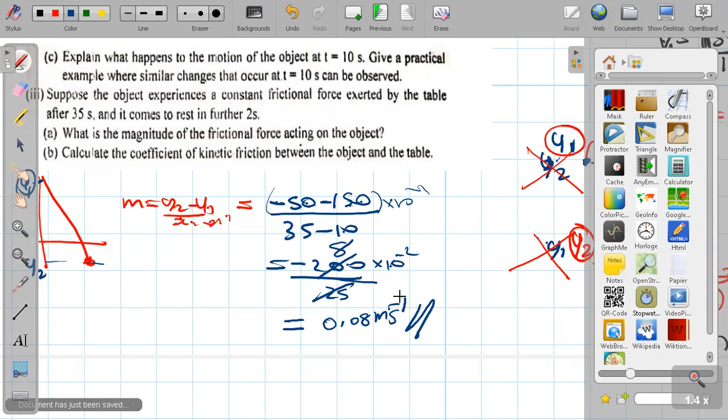It has a bit lower gradient than the previous one. Previous one it was like 0.1 m s minus 1. This is lower. Right?